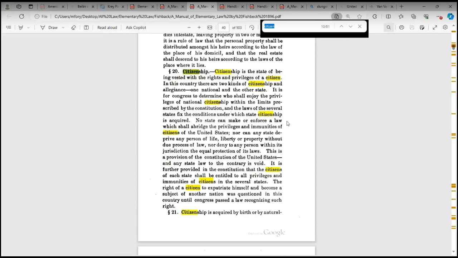Now, what did they just say? U.S. citizenship is of national character. Who gets to make the laws and the rights and privileges for that national character? Congress does, not God.